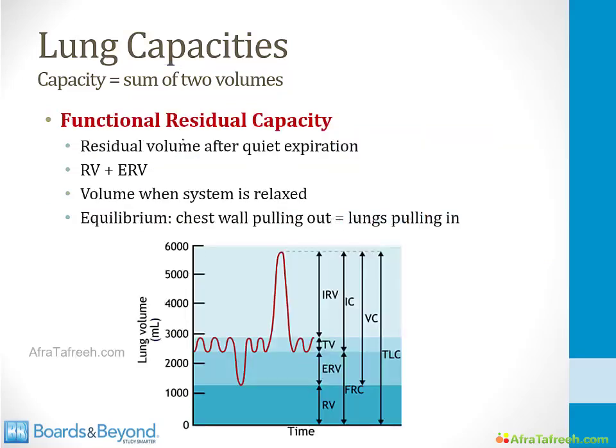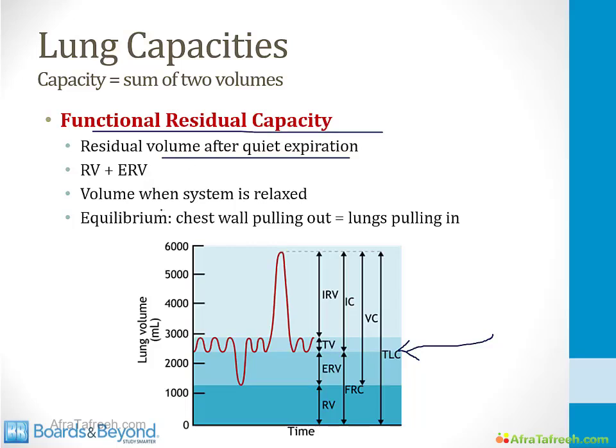And the last lung capacity is the functional residual capacity, and this is the most important one for you to understand. This is the residual volume that's left in the lungs after quiet expiration. So if you look on this graph, at this point right here, this is where the lungs come to rest after a cycle of inhalation and exhalation. And there's a very important reason why the lungs come to rest at this volume, which we'll talk about later. That's the point where the forces in the lungs are balanced, and that's why the lungs like to rest there.